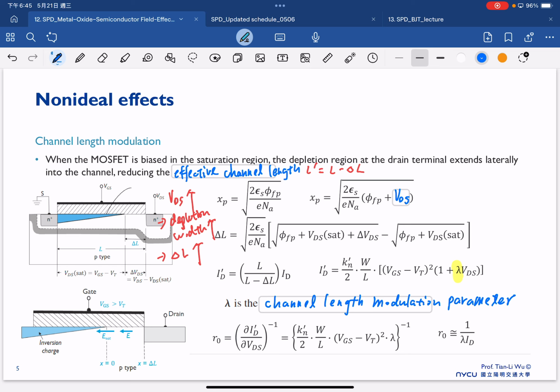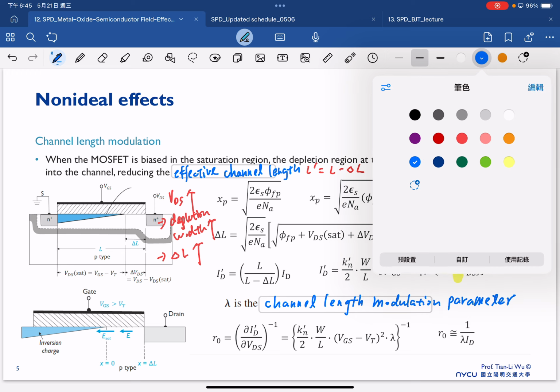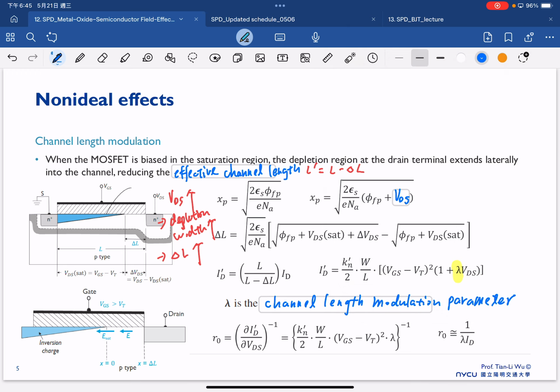And also, if you try to derive ID prime over VDS, you can calculate what we call the output resistance, which is related to this channel length modulation parameter. But the key is not to remember this equation. The key is to understand how this channel length modulation influences our current characteristics.